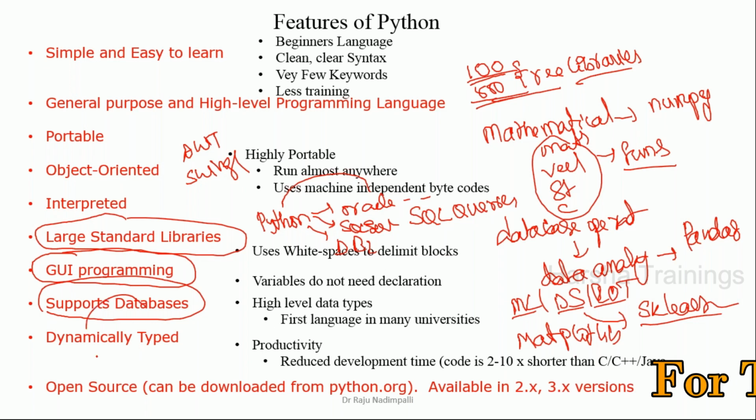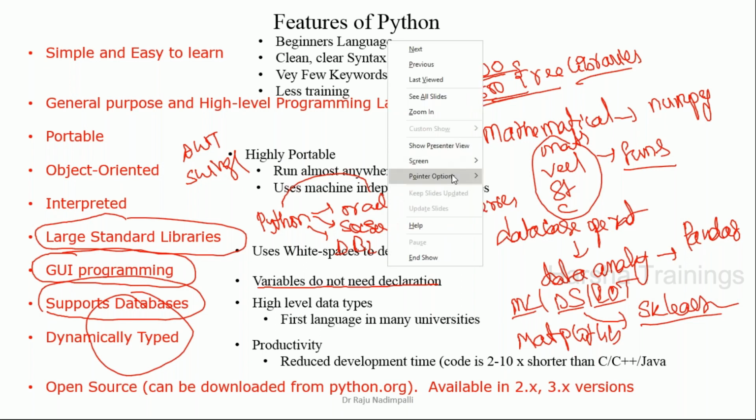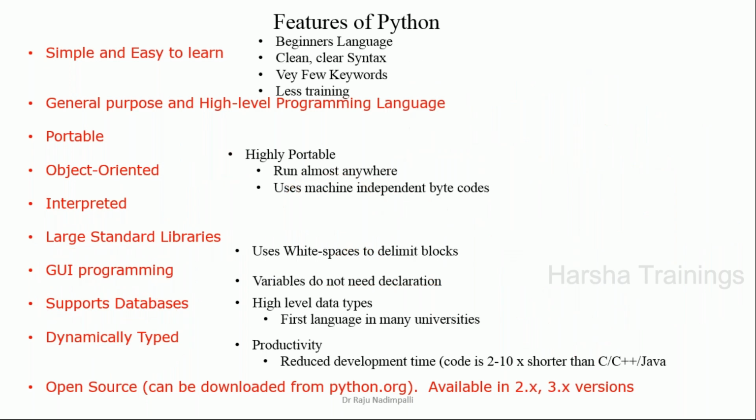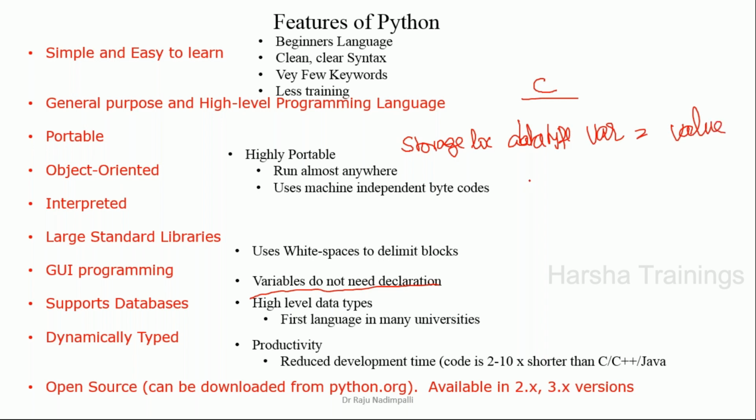Now, dynamically typed language. Here, look at this. Variables do not need explicit declaration. If you permit me, I'll discuss this point for 1 minute. This is very, very important. Variables do not need explicit declaration. For example, in C language, how do you declare a variable? We take the storage class, storage location, then data type, then variable name equals value. For example, let us take pi equal to 3.14.